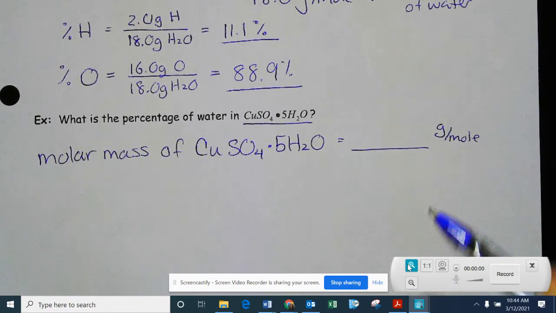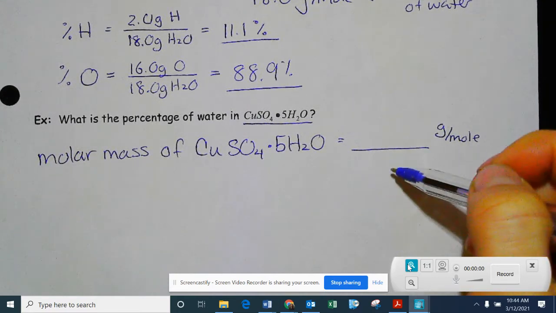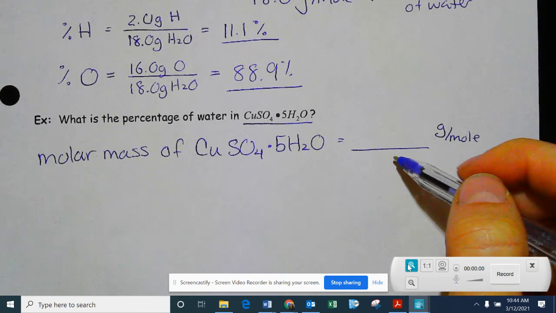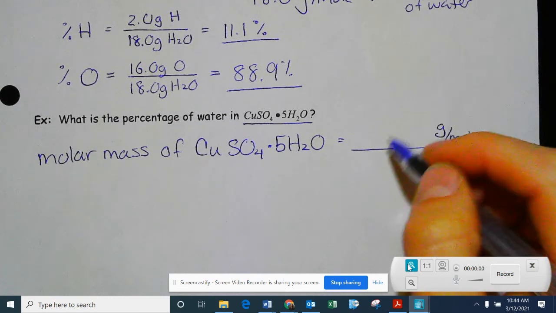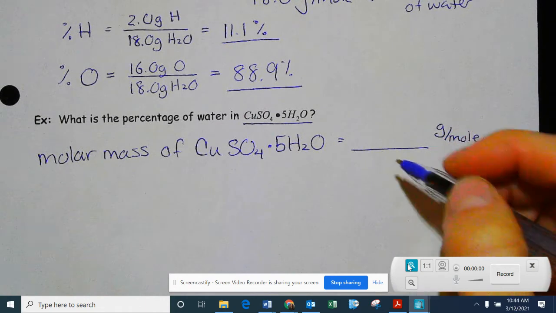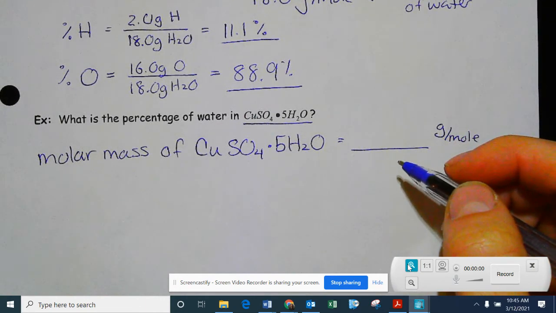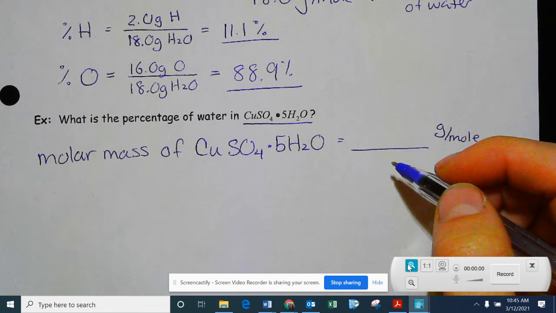All right, does anybody have a molar mass for me? 249.6 grams per mole. Does anybody else have something different, or is that what we all got? 201.6? Okay.